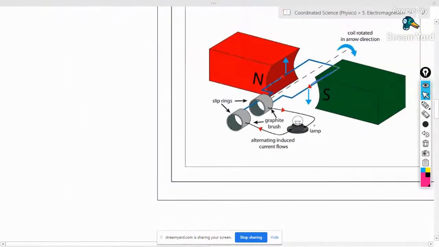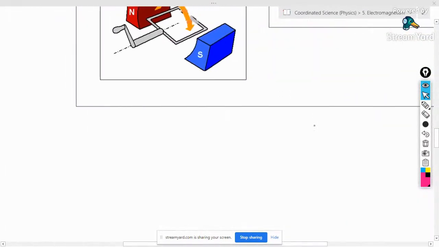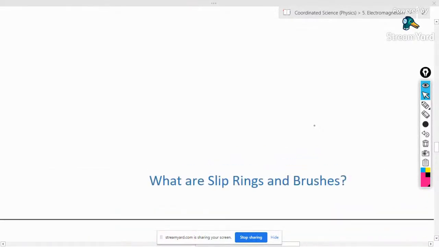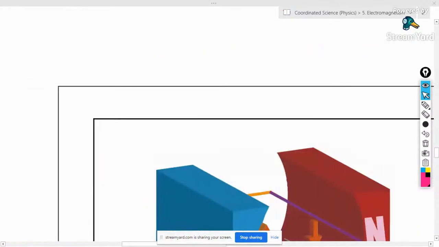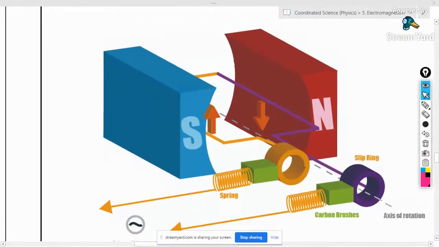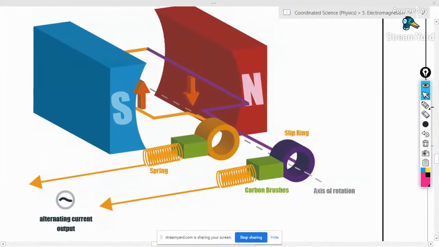So let's go back down there. It says, what are slip rings and brushes? What do they do? So let's look at this picture. Here again, we see a simple AC generator, and we see the same thing. Here we have these two slip rings. Here's a slip ring, here's a slip ring, and then we also have these brushes. Here's one brush, here's the other brush.